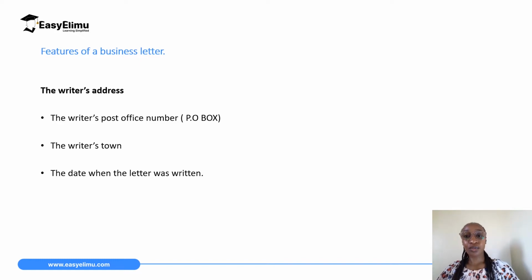This address, you mostly find it at the top right. So it has either your name or the name of your institution. If maybe you're writing on behalf of your school, to a principal of another school, a head of department of another school, you don't need to write your name. You can write the name of your school. So it has the name, the PO box, your town, and the date when you're writing that letter.